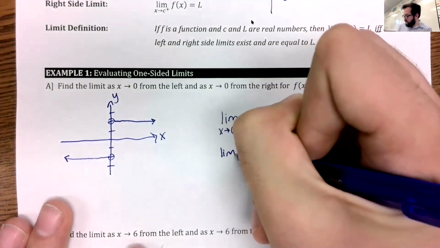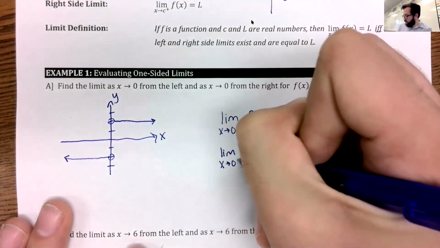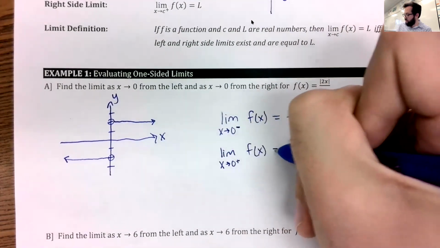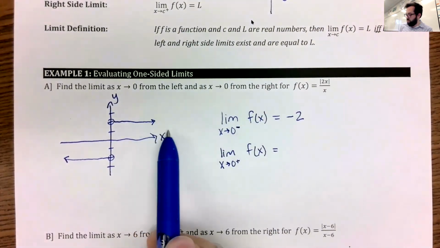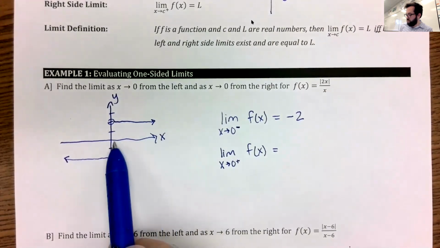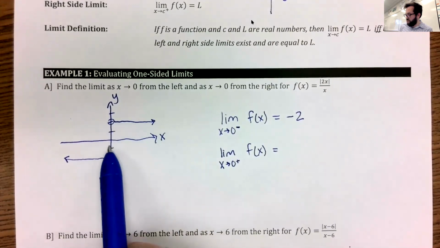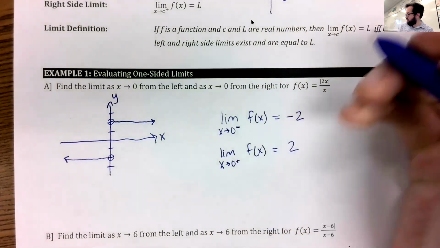The limit as x approaches 0 from the right, little plus sign, means we're looking from the right as x approaches 0, and all of the values are 2 all the way leading up to x equals 0. So the answer is going to be positive 2.